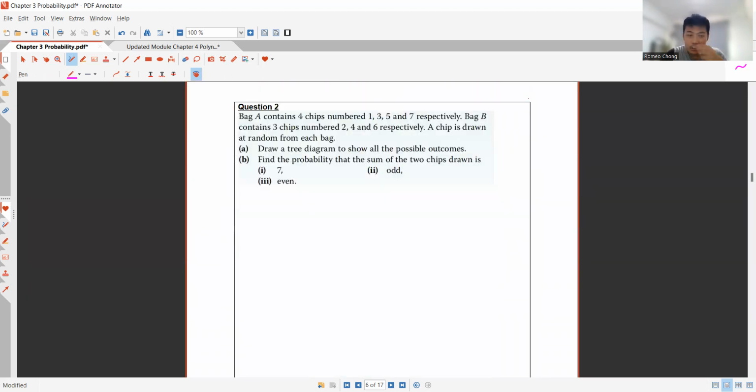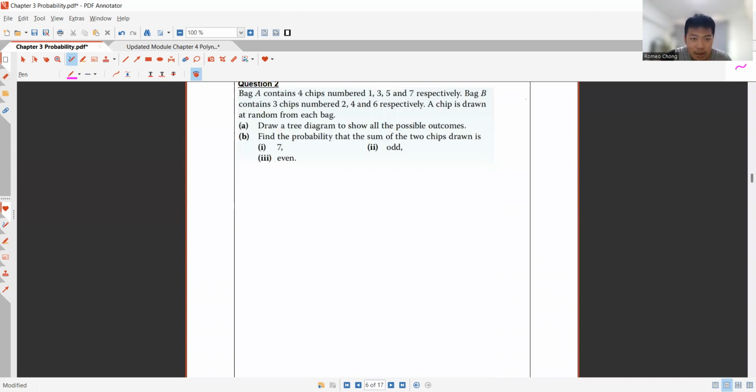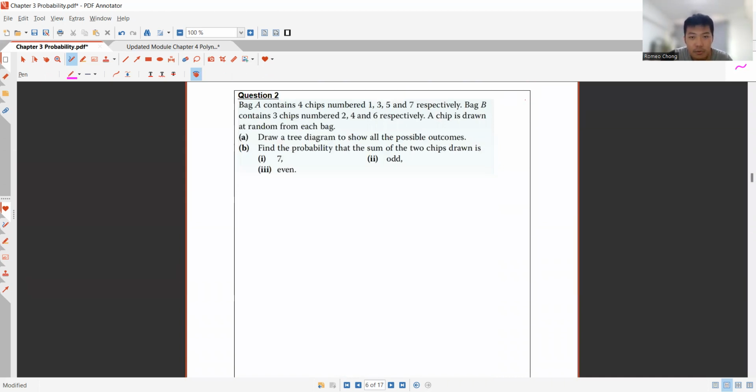Okay, one more question for the first part. Bag A contains 4 chips numbered 1, 3, 5, and 7 respectively. Bag B contains 3 chips numbered 2, 4, 6 respectively. So now you have 2 bags, bag A and also bag B. So bag A has 4 numbers and bag B has 3 numbers. I mean the chips lah.